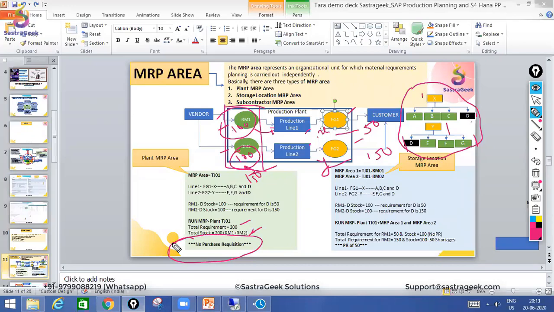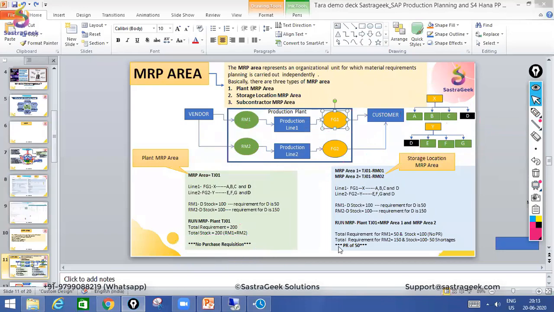I'm running my MRP at a plant level, but this is not an ideal situation, right? Maybe this extra 50 material available at production line 2 may be required for my next production or next shift production. So I cannot use this, or I may not have a facility to transfer this 50 material from RM2 to RM1, right? That can be the business scenario. And in this case, my plant MRP is not fulfilling my requirement.